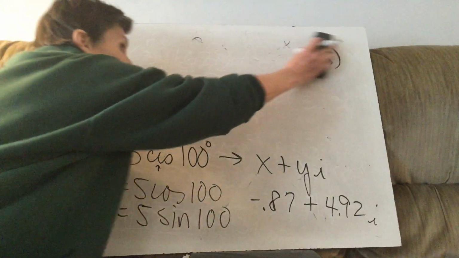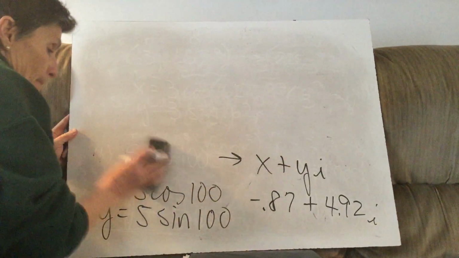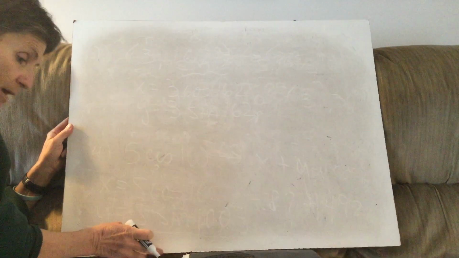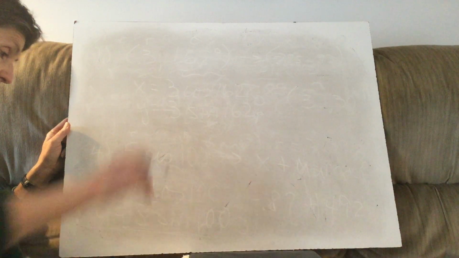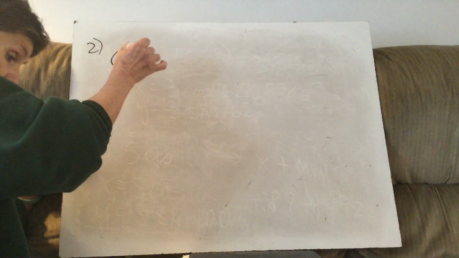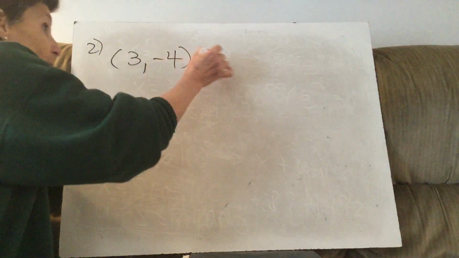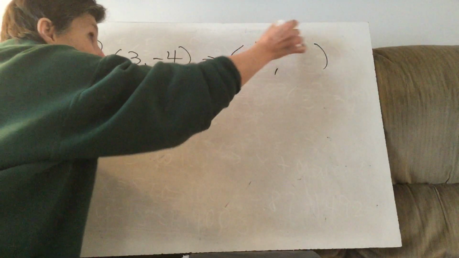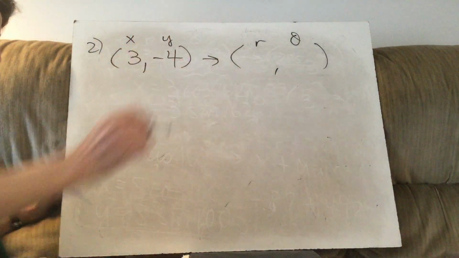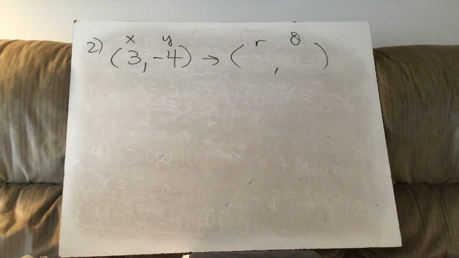Now we have to do 2 and 3. They are exactly the same and they're going to be done exactly the same. It'll just be a matter of how we write our answer. Notice that for number 2, it says 3 comma negative 4, and we're going to change that into polar coordinates. So we have an x and a y given to us, and we need to figure out the r and the theta.